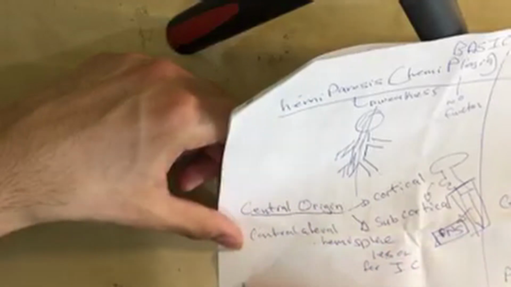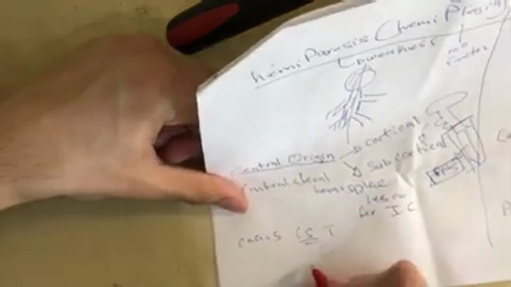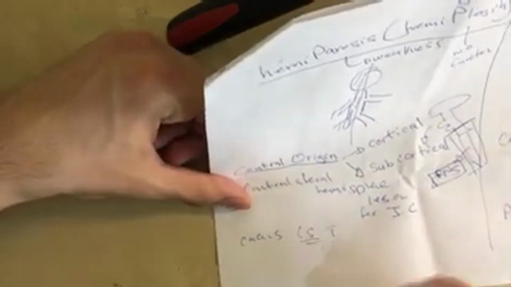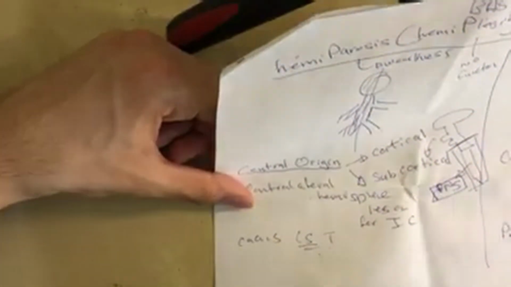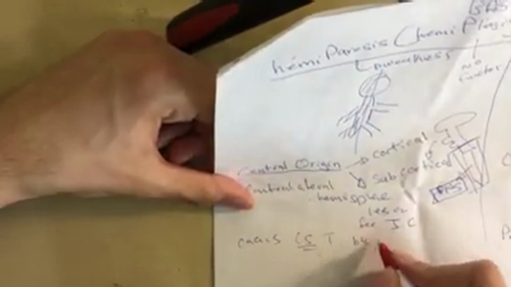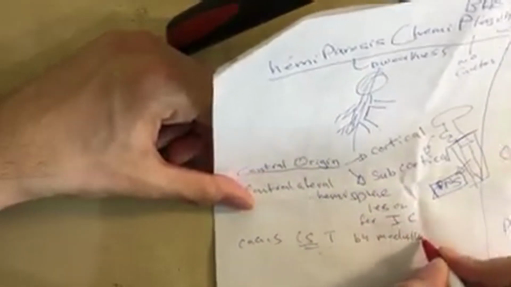And that's going to be because the corticospinal tract, one of the main tracts, crosses the midline before the medulla and spinal cord. So before the medulla and spinal cord. Allow me to explain that.